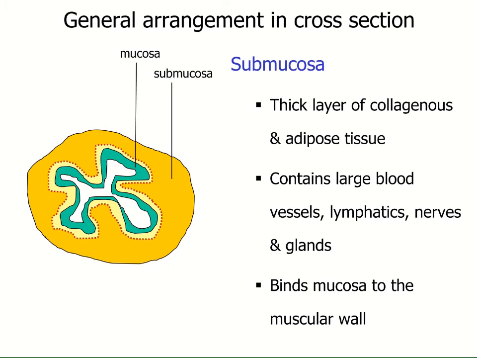Submucosa is a thick layer of connective tissue consisting of collagen fibers and adipose tissue. It contains larger blood vessels, lymphatics, nerves, and submucosal glands. And this is the layer that binds the inner mucosal layer to the outer muscular wall.